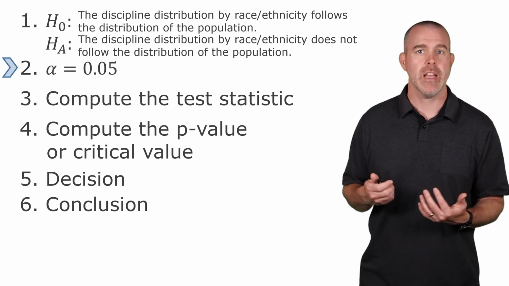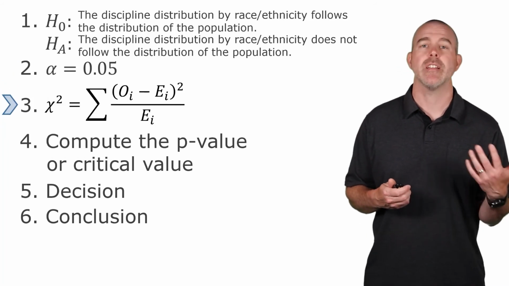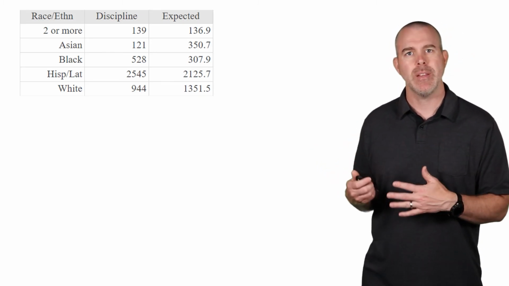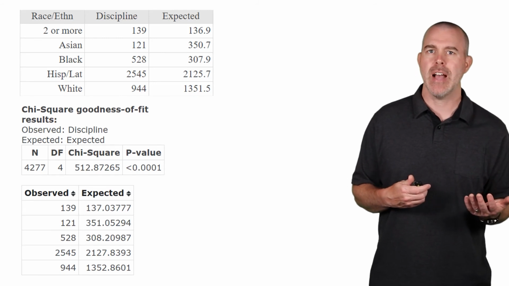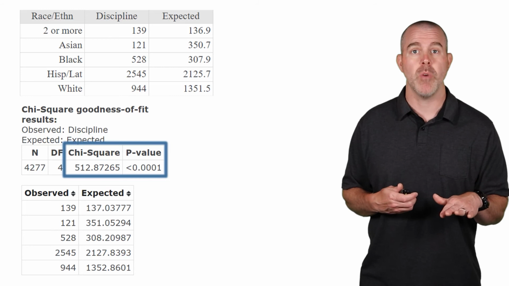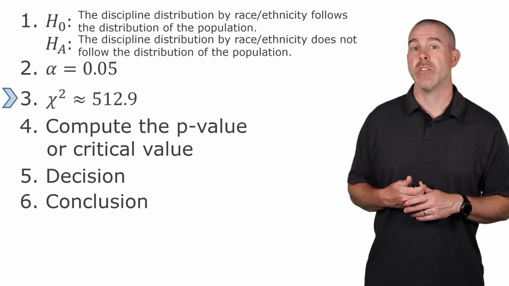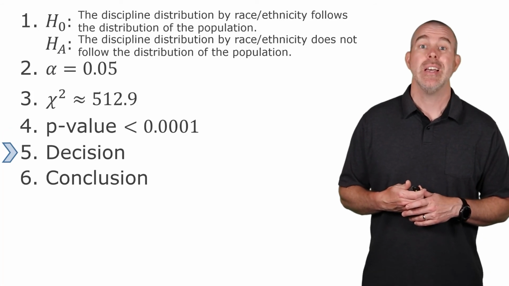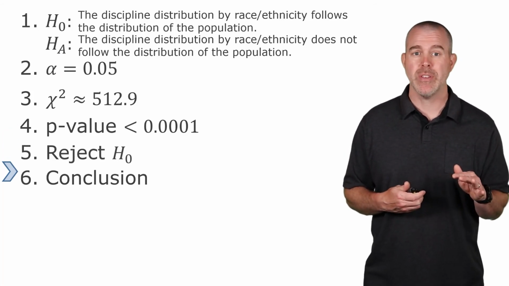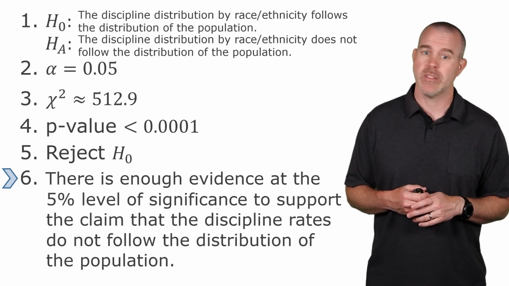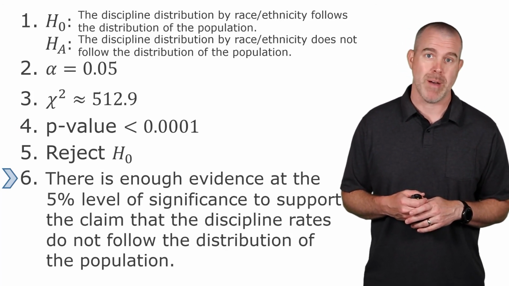Alpha, the level of significance, we'll use 0.05. The test statistic is our chi-squared. I actually have that output here for you from StatCrunch. We have the actual counts, and then I typed in the expected counts. Here we get our chi-squared goodness of fit test, and you can see a very big chi-square and a very small p-value. So our chi-squared is 512.9, and our p-value is less than 1/10,000th. That means we would reject the null hypothesis, and there is enough evidence to support our claim that the discipline rates don't follow the distribution of the population.